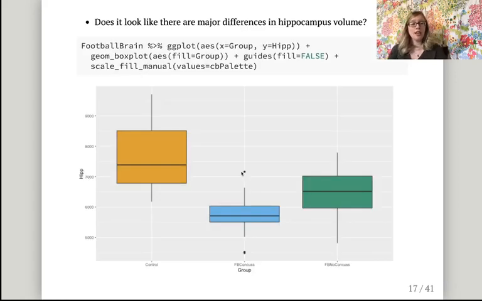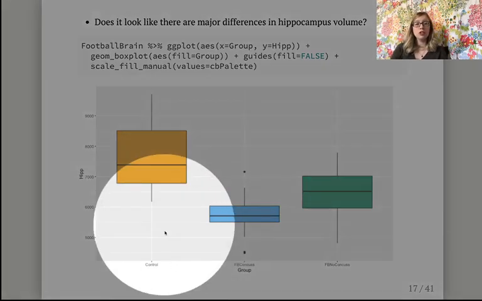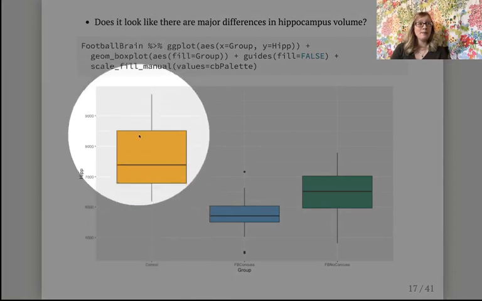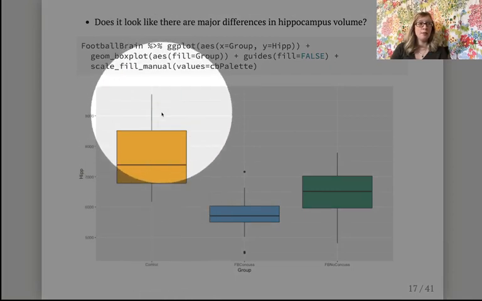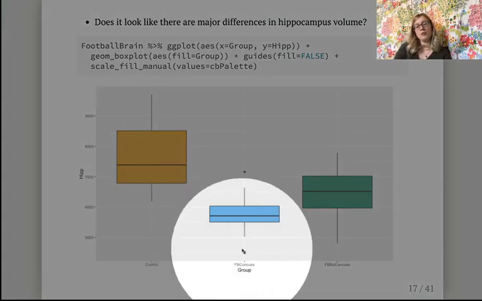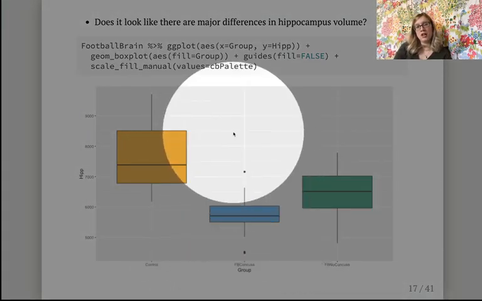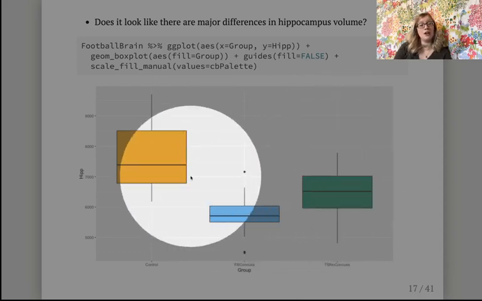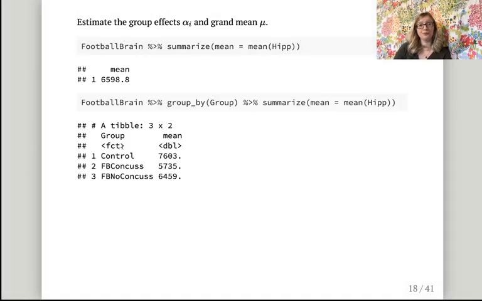We want to take a look at this data. Clearly, there are some major differences in hippocampus volume. The control group is a lot more variable, so that might be something that we worry about. ANOVA does assume that all groups have the same variation or standard deviation, so that could be a problem. The concussion group tends to have much smaller hippocampus volume than the no concussion group and the control.